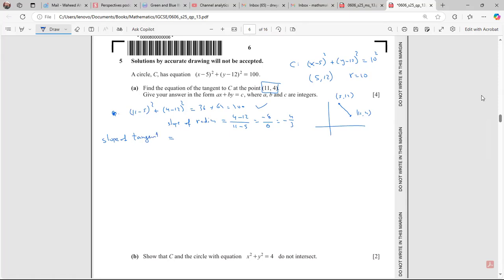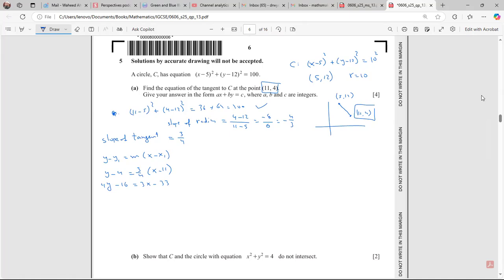This is going to be the negative reciprocal, so it is going to be 3 by 4 only. Now I know that the slope is this one and it is passing through this point, (11, 4). So the equation of the tangent line is y minus y1 equals m times (x minus x1). So y minus y1 is y minus 4, m is 3 by 4, and x minus x1 is x minus 11. Multiply by 4, it is 4y minus 16 equals 3x minus 33.